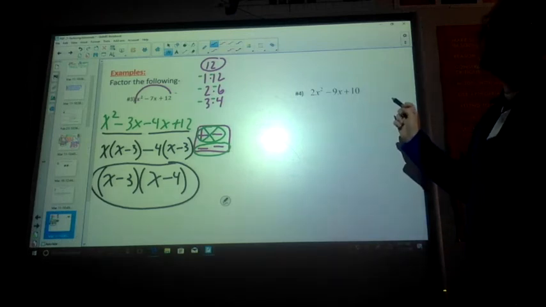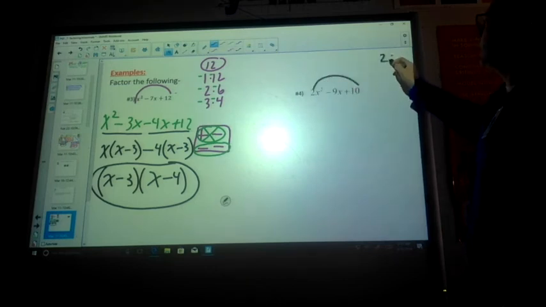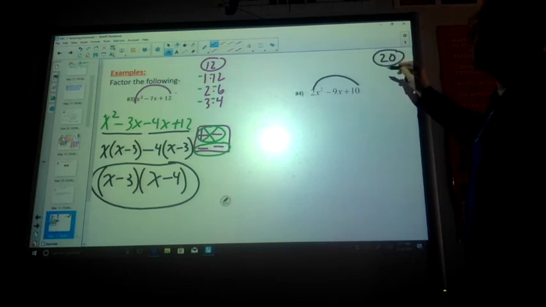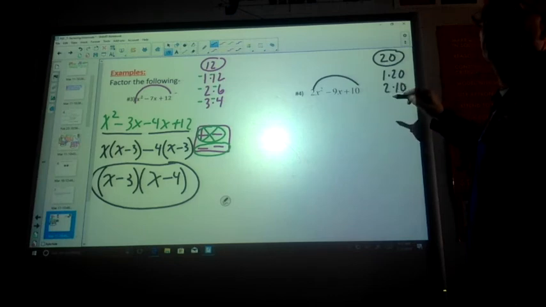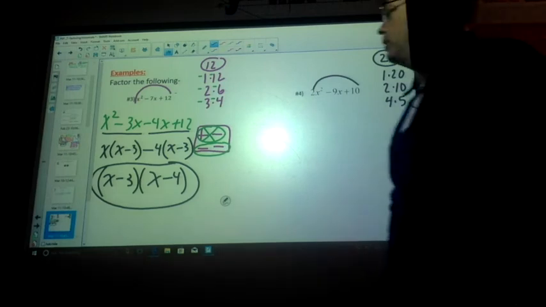10 times 2. Good. Gives me 20. So I know in order to get to 20, when I multiply, I got 1 times 20, right? Yeah. 2 times 10. Anything else? 4 and 5. Good. That's it. Okay. So now, notice this.